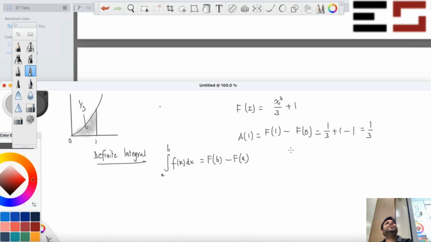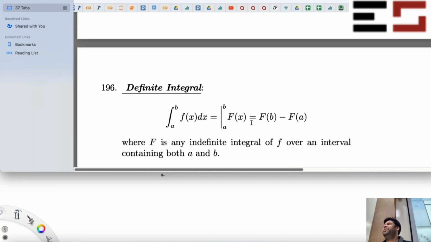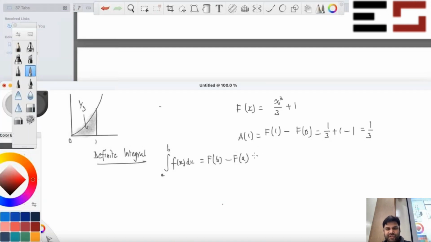So let's discuss some properties of definite integrals. By the way, this is another way in which you write the definite integral. Just in case you see something like this, it's the same thing. Just take one of the indefinite integrals and write it like this, and that's basically just this term. Just in case you come across this somewhere in the books, this is what it means.